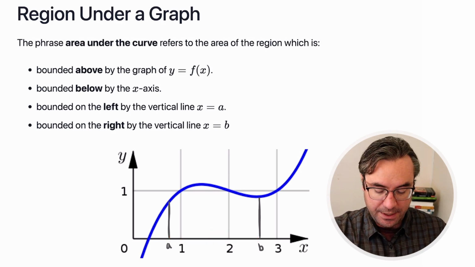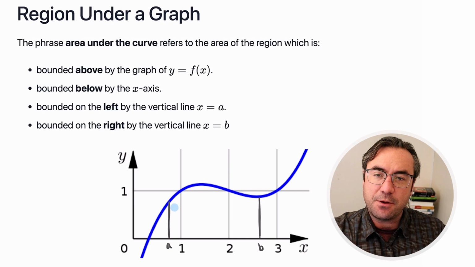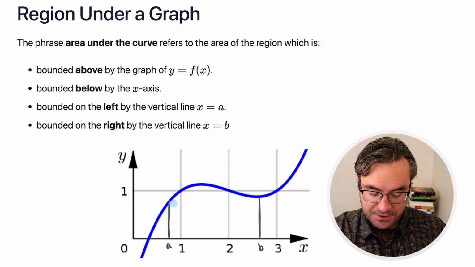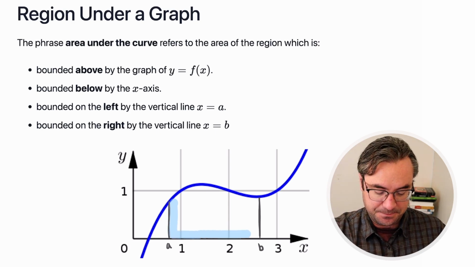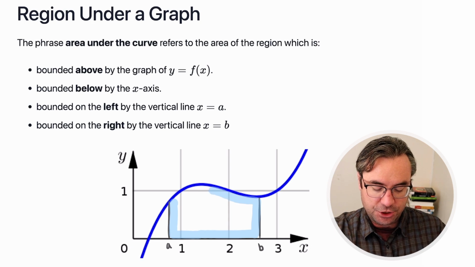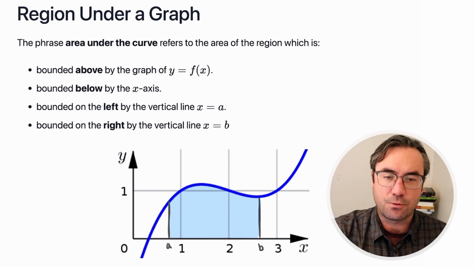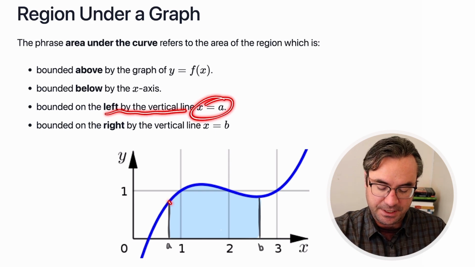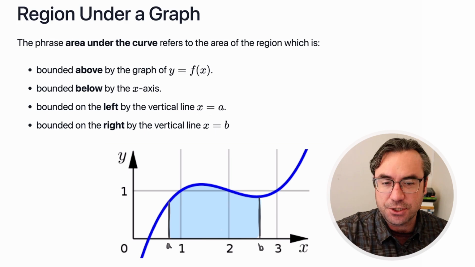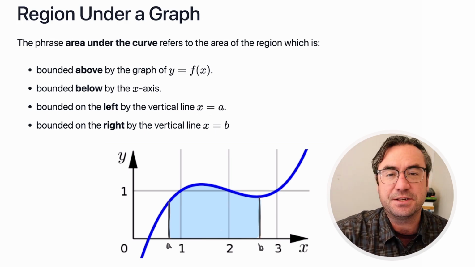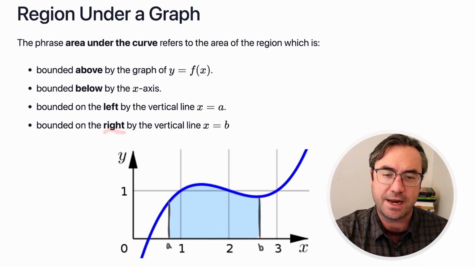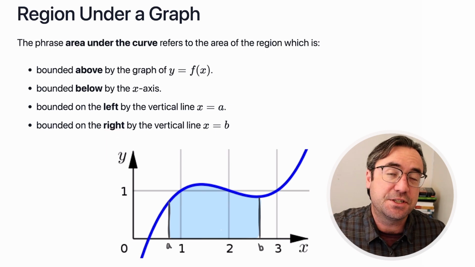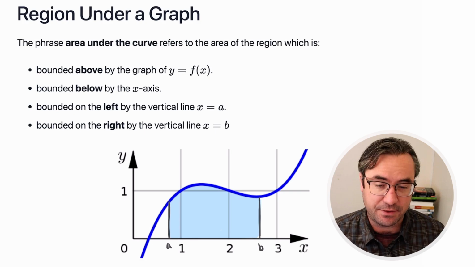So what we're going to be doing is figuring out the area of this region, which goes from our curve down to the x-axis. And we're looking at just the section in between these two left and right vertical lines. So we've got the left vertical line x equals a. It's giving us this left edge. And then x equals b is the other vertical line. That's giving us the right edge. All right, so this is the area that we're going to see how to calculate.